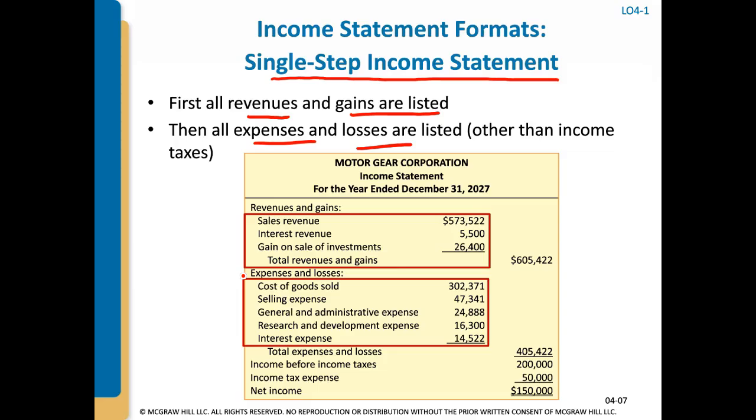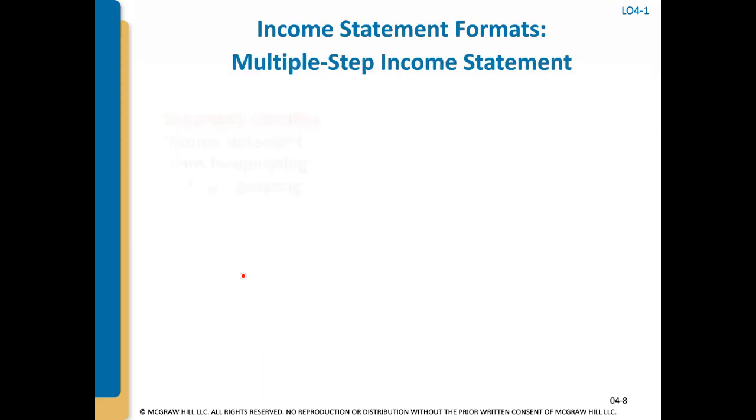So here you can see for the single step, you have revenues and gains, you have all your sales and your gain on sale for total revenue and gains, and then a list of all the expenses and any losses incurred, which in this situation we don't have any, but if we did, it would be in this section. Again, you always get to the income before income taxes, and income tax expense is always listed on its own line to get to your net income.